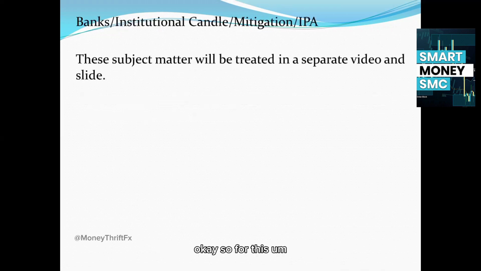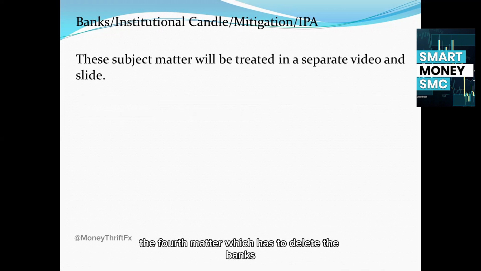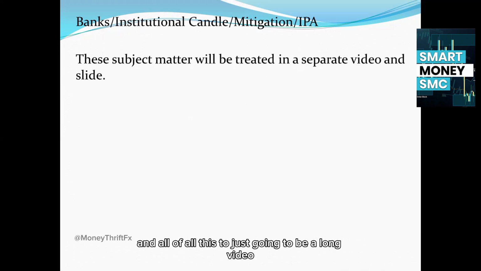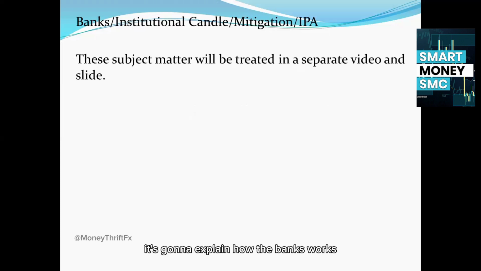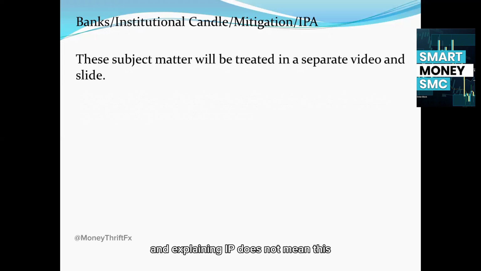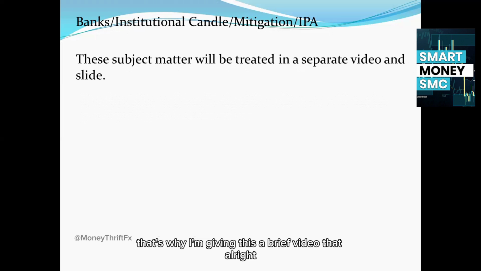For the fourth matter, which has to do with the banks, institutional candles, mitigation, and IPA, I'm going to create a separate video on the banks, where the banks are hiding, what it's all about, and on institutional candles, mitigation candles, and IPA. It's going to be a long video on its own, explaining how the banks work, how they trade, institutional candles, mitigation, and IPA, so as not to make this particular slide too long. That's why I'm giving it a separate video.